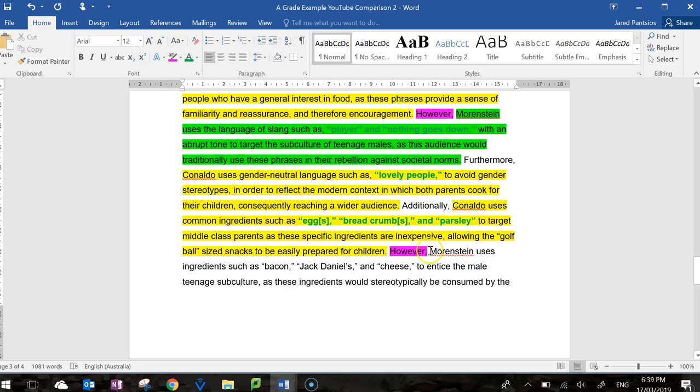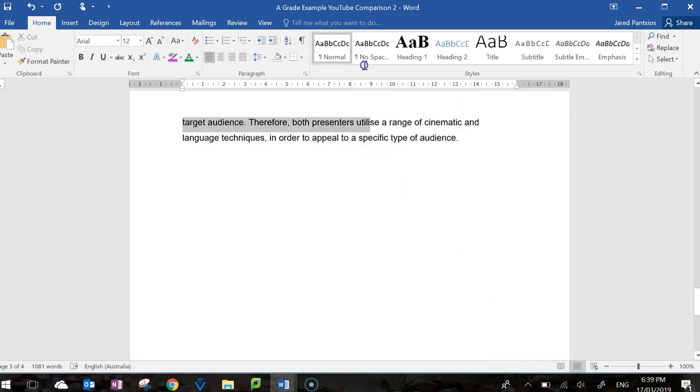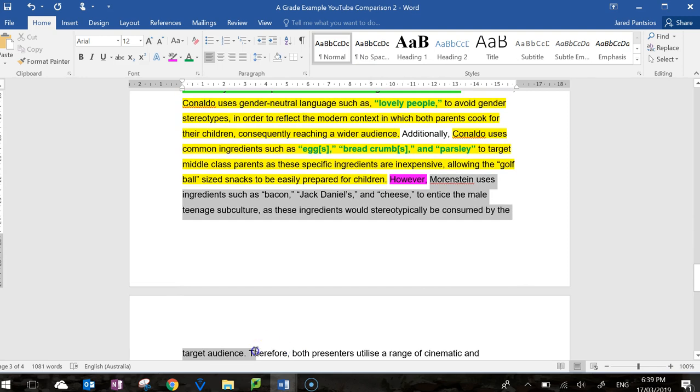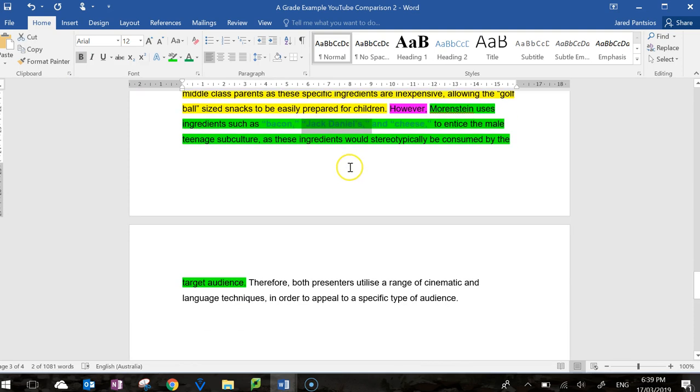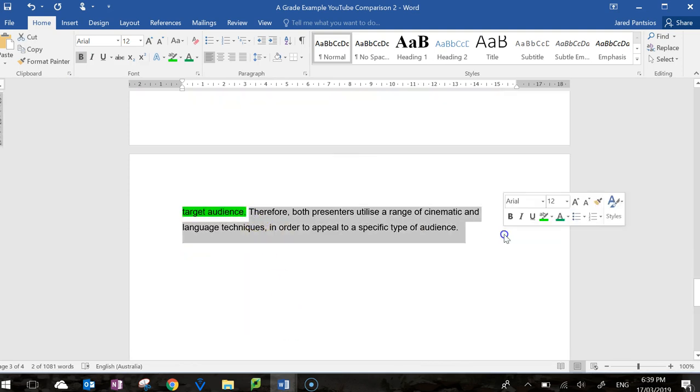We know that there's going to be a contrast because it's "however uses ingredients such as bacon, Jack Daniels, and cheese to entice male teenage subcultures, as these ingredients would stereotypically be consumed by the target audience." It's true, I would say, be a little bit more specific as to how they're, I guess, unhealthy, how the element of alcohol being added to anything within cooking, especially Jack Daniels, that drinking culture. But it still works, and then we have a nice little concluding sentence.